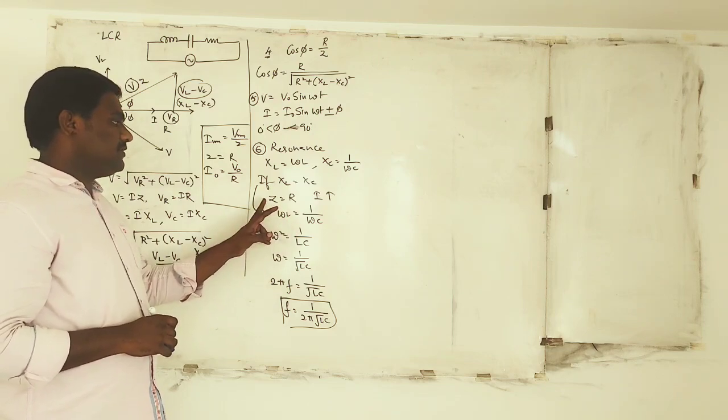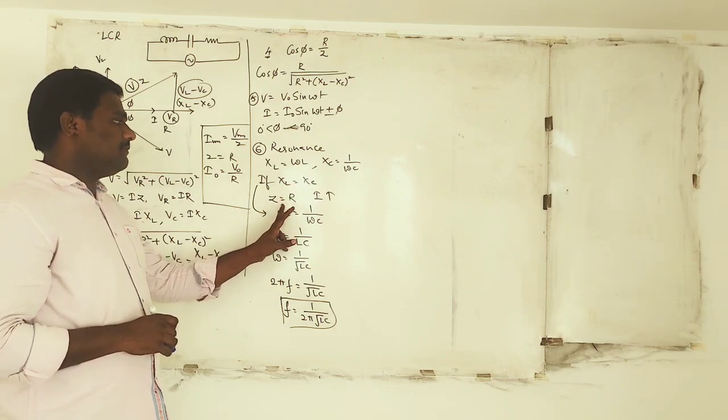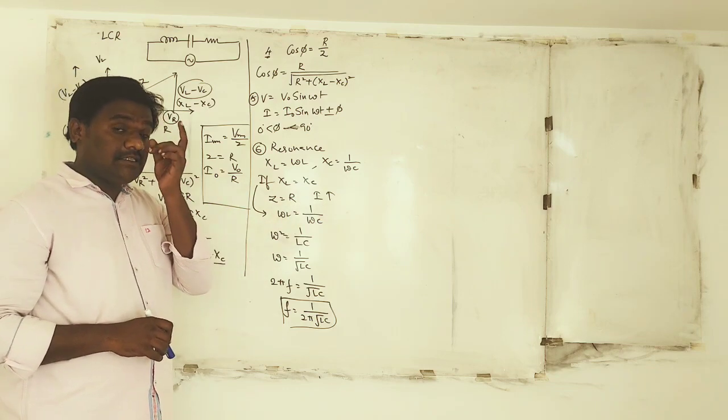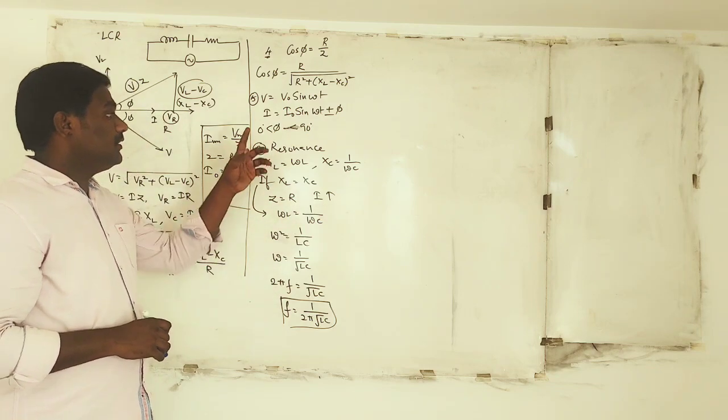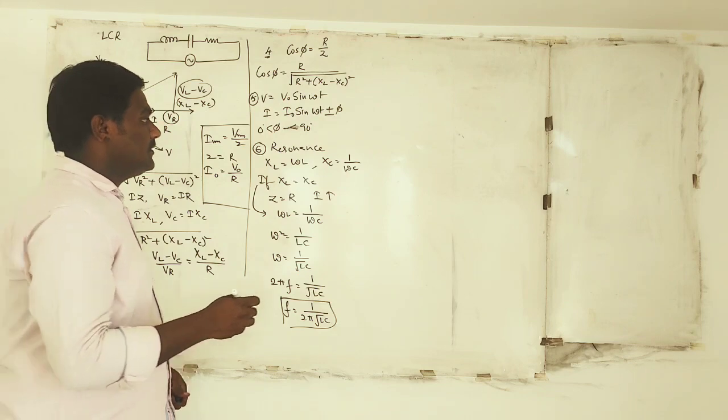Once this condition is achieved, impedance will become minimum. As impedance becomes minimum, the current across the LCR circuit becomes maximum. This entire situation is called resonance.